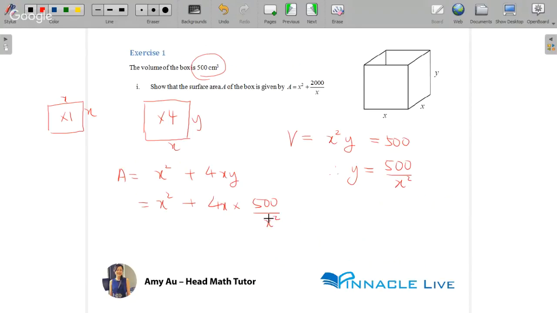And then simplify. So 4 times 500 is obviously your 2000. And then you have x on x squared, which gives you a single x on the bottom. And that's it. Done. Piece of cake.